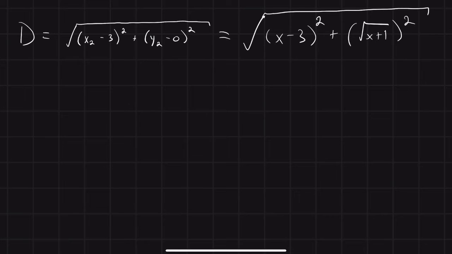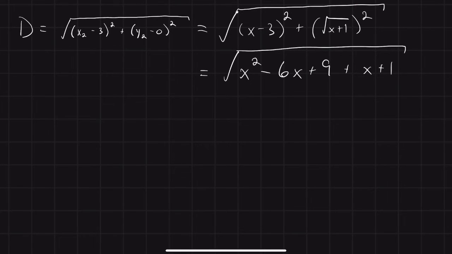So let's write out our distance formula. We can substitute in our point of (3, 0) as the (x1, y1). Currently, this equation is a function of 2 variables. We need to look at the constraint function and try to replace one of the variables. And we can do that by replacing the y with the square root of x plus 1.